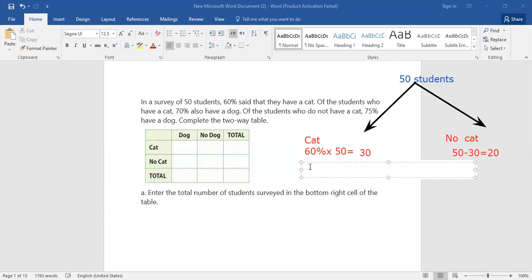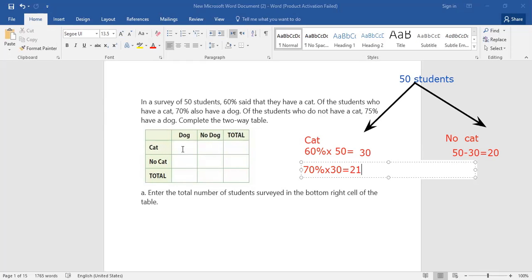He said 70% also have a dog. Then 70%, 70 over 100 multiply 30. It will be how many? 21. 70 over 100 times 30. So it will be 21, which means we have 21 students. They have a cat and they have what? Dogs. They have cat and dogs.